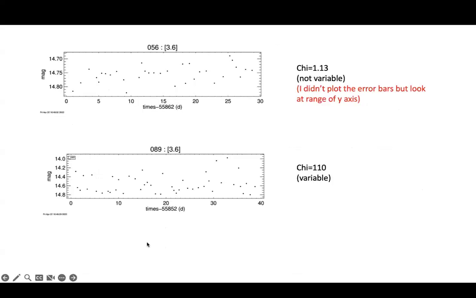Here's some real data. So this is brightness as a function of time. This chi-squared turns out to be 1.13. It is not variable. I didn't plot the error bars here, but look at the range of that, 14.8 to 14.7. Look at this one. It goes between 14.8 and 14. The chi-squared here is 110. That is variable.